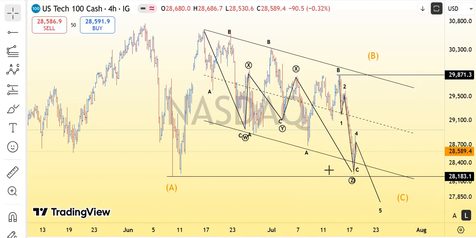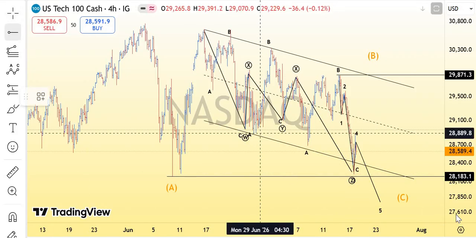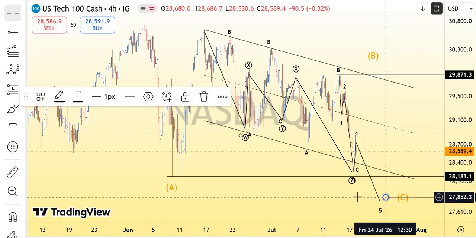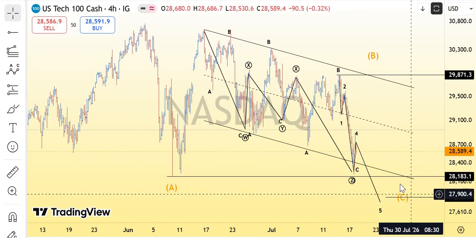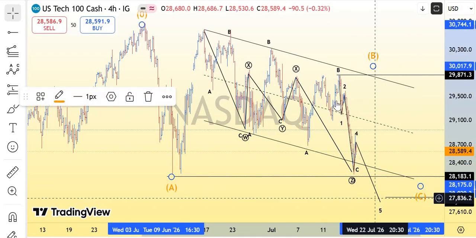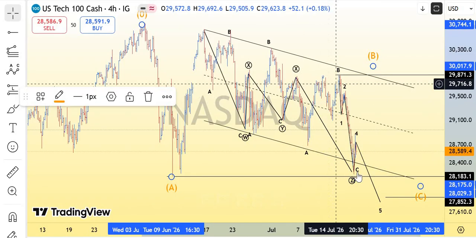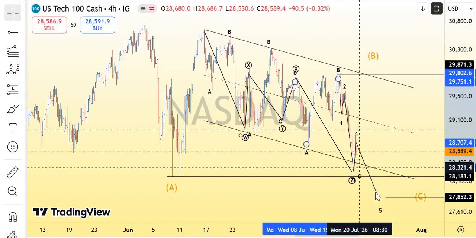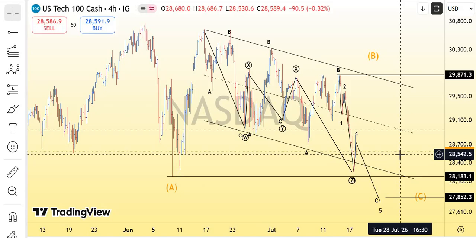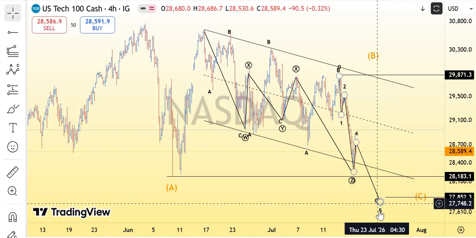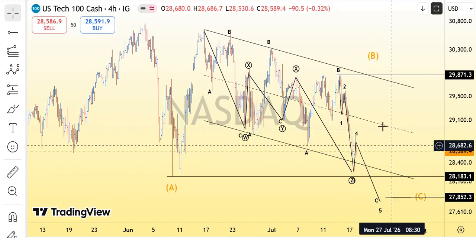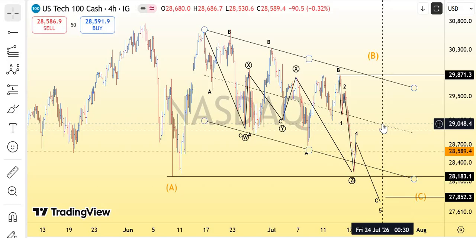C can come around 27,850, something like, not this C, this one, fifth wave, right? A, B and this C. This can come around here, this black smaller C that the C wave is running. This can come around here, right?